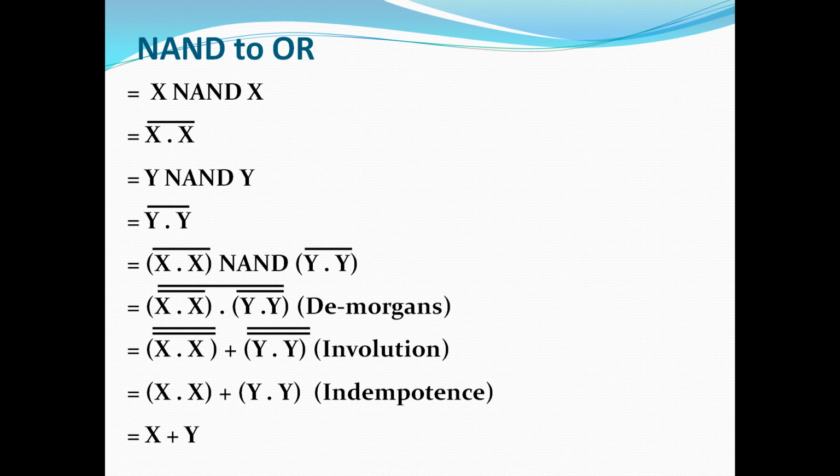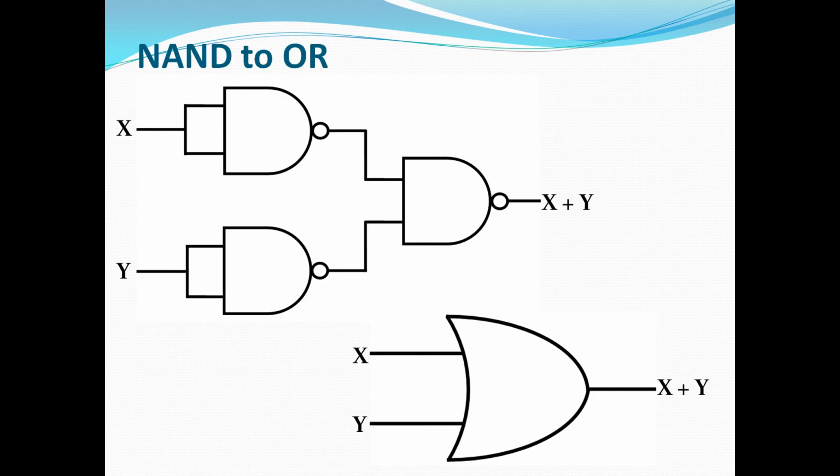So like that we can implement the OR operation using the NAND. Here is the figure. There are two figures, first figure and second figure. The second figure shows the OR gate. Two inputs are there, x and y, and the output will be x plus y.